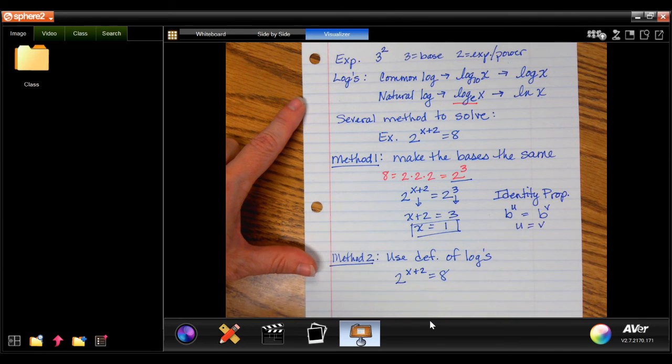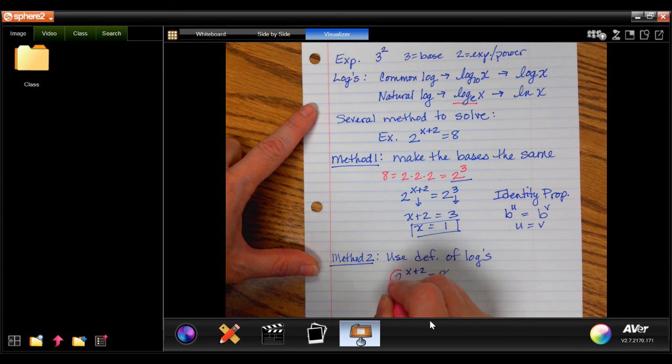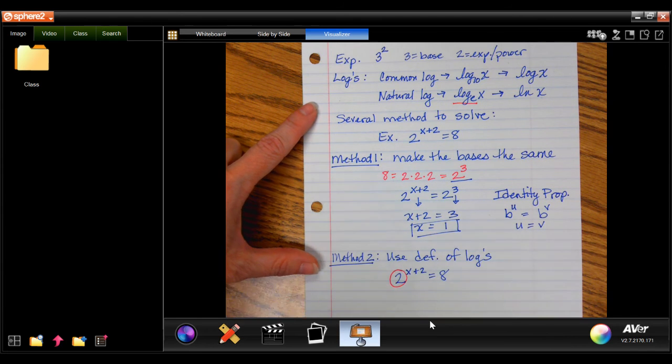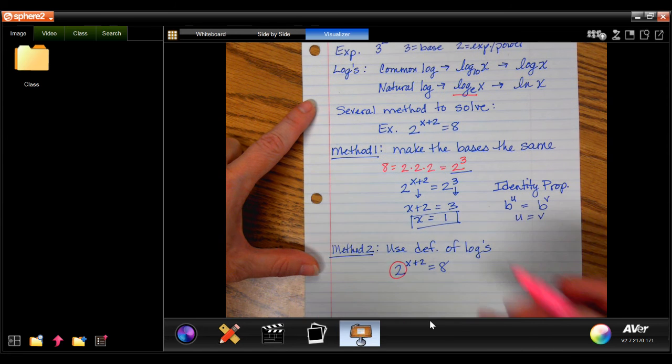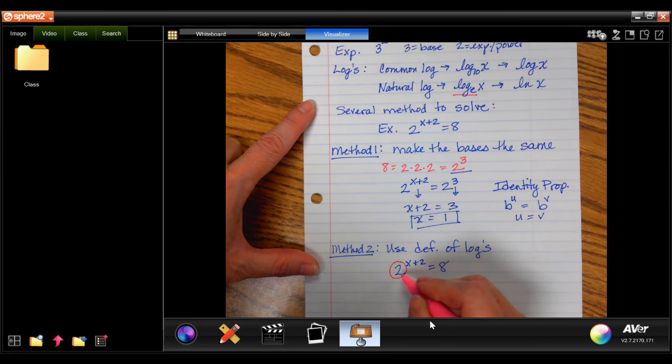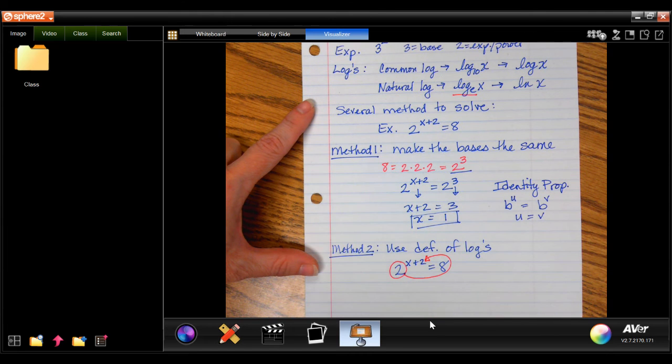I always ask myself, if there's no log in there and it's an exponential, what's the base? The base is 2. I think about a scorpion. Can I make a scorpion? Here's the head, goes around, finishes at the exponent. I think about that as a tail. Well, can I change that into a log?